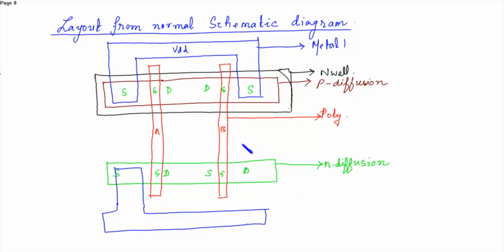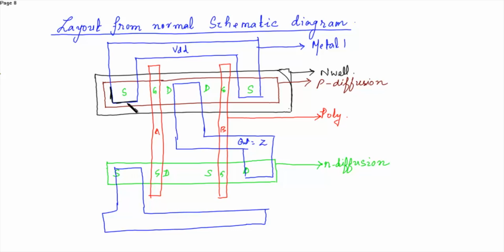Now this drain is connected to this drain. Okay, this is the output, that is Z. A, B and Z output. Now in order to do the contacts, we need to place the metal contacts. So let's make it black in color.